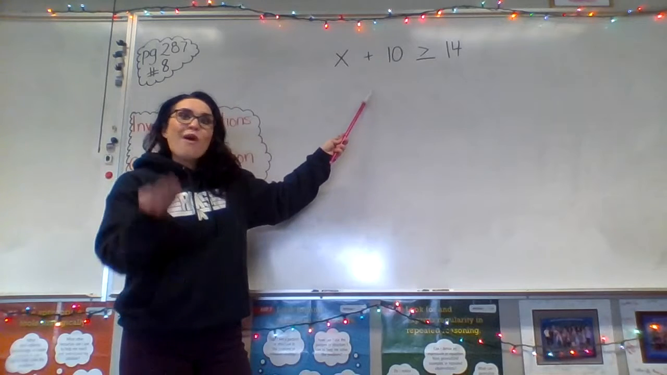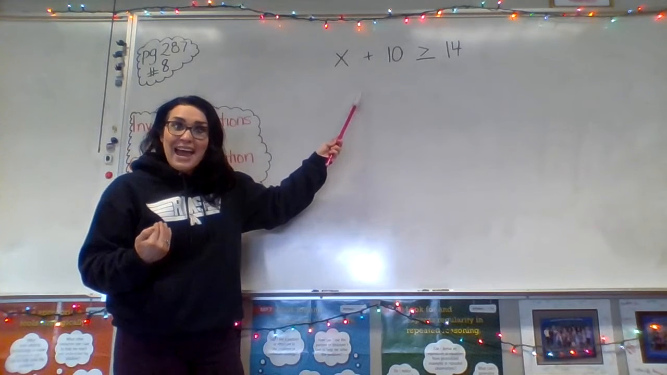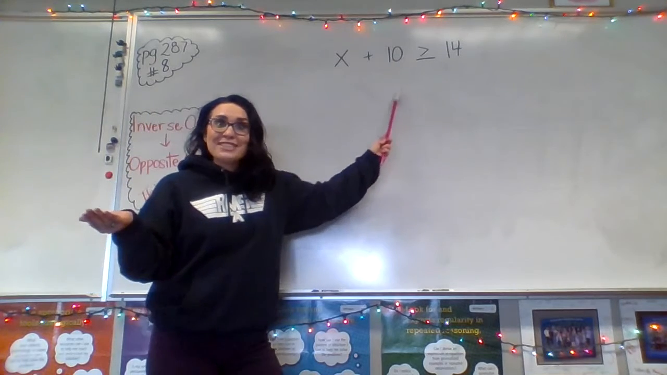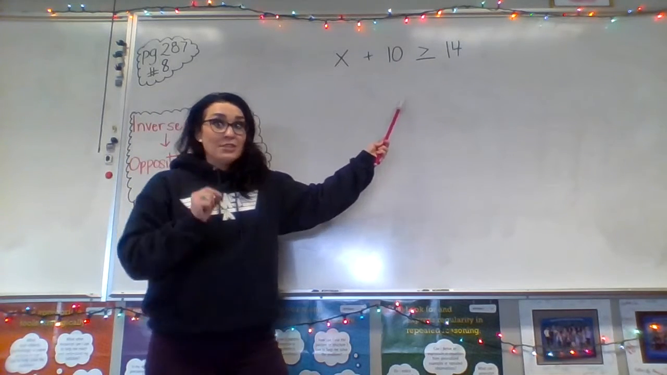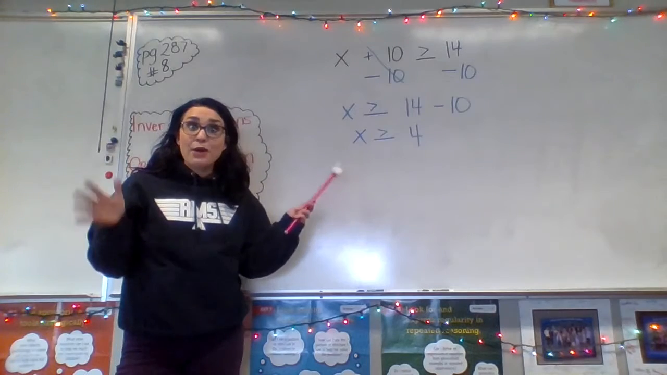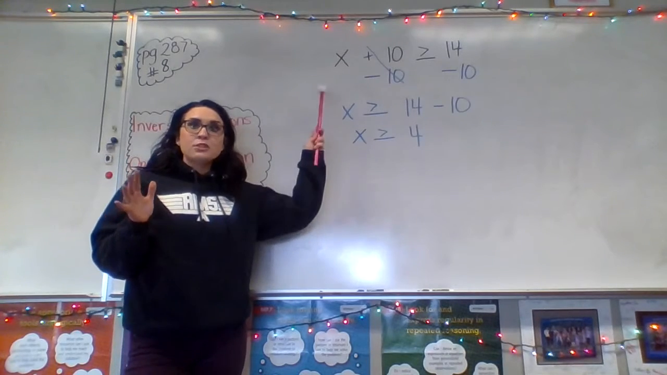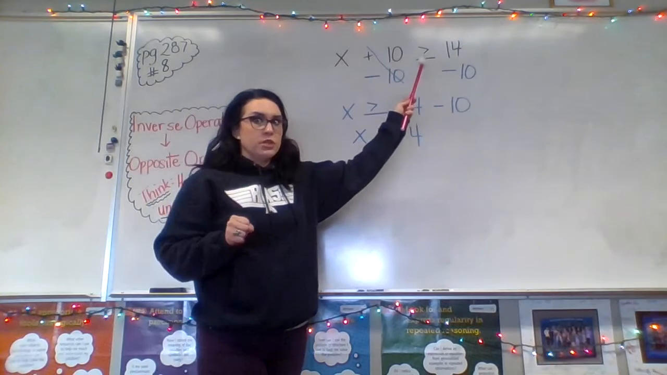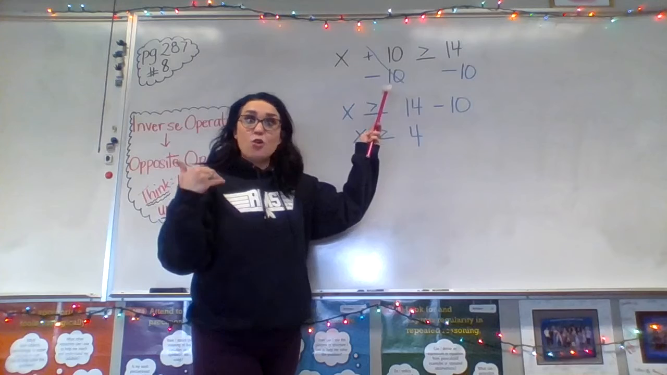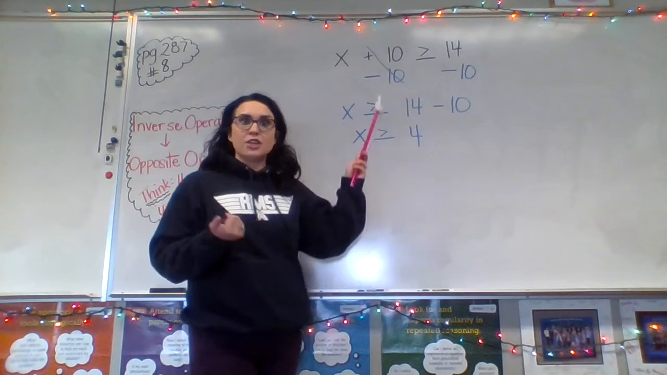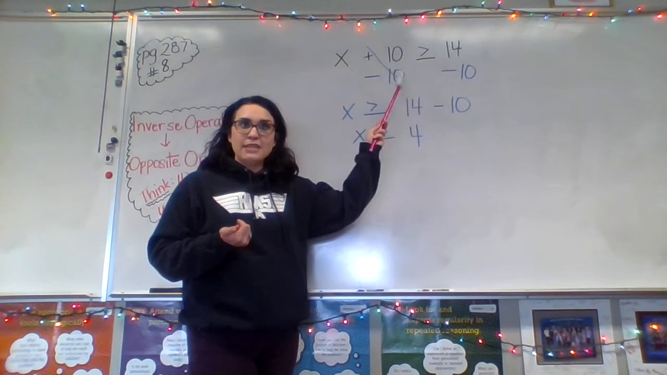So now, again, we need to think about that inverse operation, that opposite, right? So how do you undo adding 10? You subtract 10. And remember, whatever you do to one side of your inequality, you also need to make sure that you do it to the other side as well. Now we have solved this inequality, right? So we started with x plus 10 is greater than or equal to 14. How do we undo adding 10? What's that inverse operation? Subtraction, right? So we subtracted 10 from both sides.